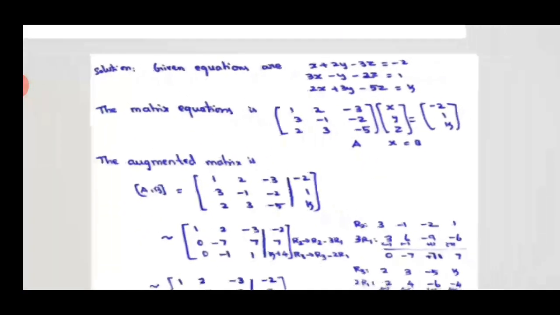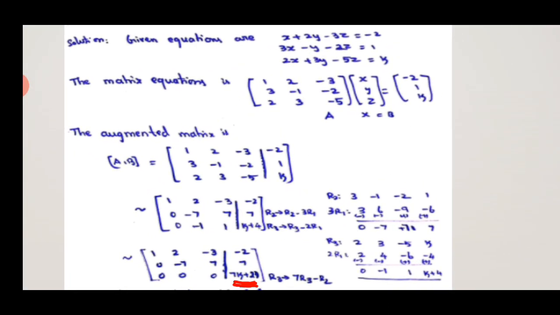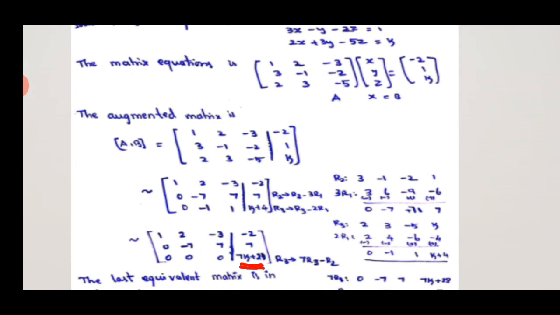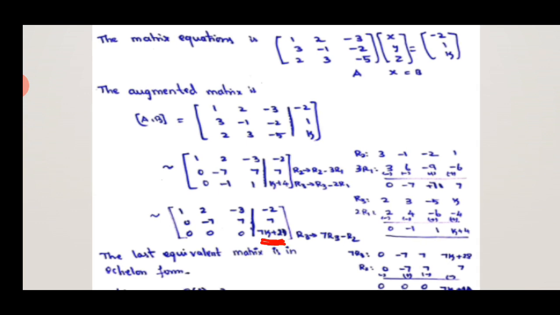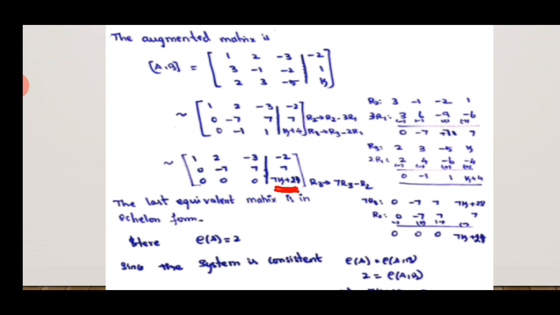So here I have written the equations. With that we are writing the matrix equation. First equation numbers 1, 2, minus 3, and second equation numbers 3, minus 1, minus 2, and the third equation 2, 3, minus 5, and capital X is the variable matrix x, y, z, which is equal to the constant matrix minus 2, 1, k, that is B. And now we have to join A and B. So the augmented matrix AB is this matrix, and in between A and B we have to draw the line to identify A elements and B elements. And now we have to bring the echelon form.